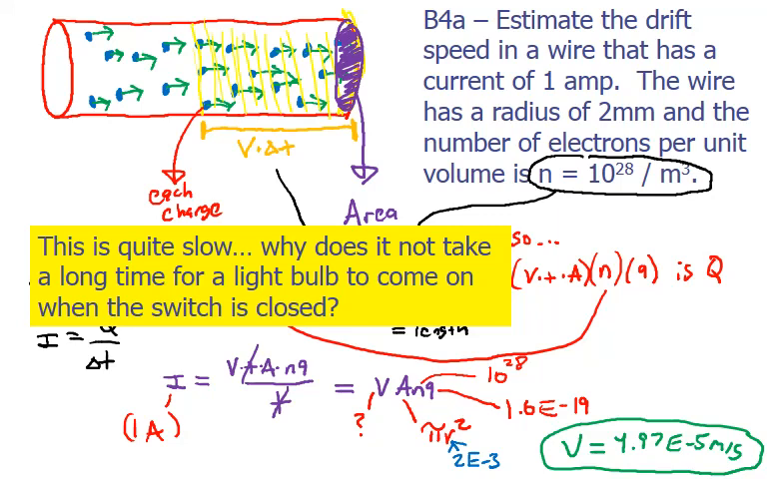Well, if you think about it, there's electrons located all throughout that circuit. And so as soon as you set up that potential, as soon as you set up some voltage, that charge is going to start to move through. And that's what we see there.